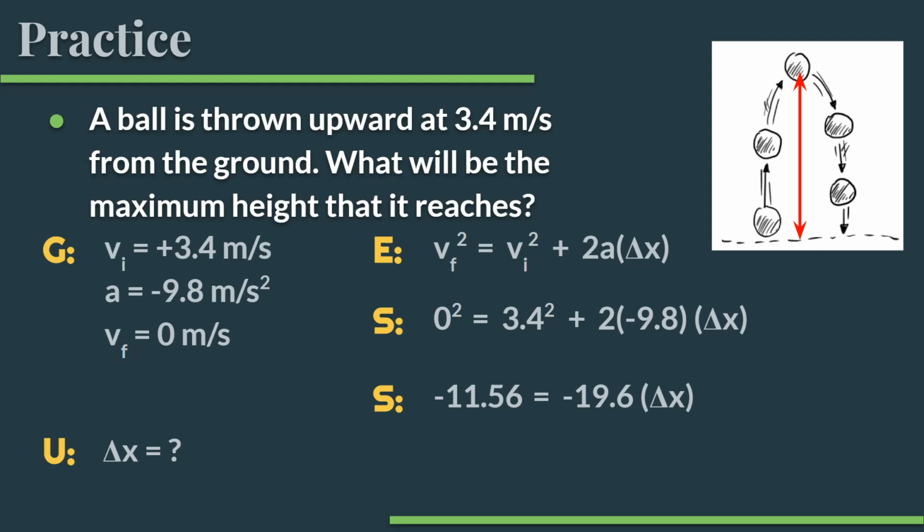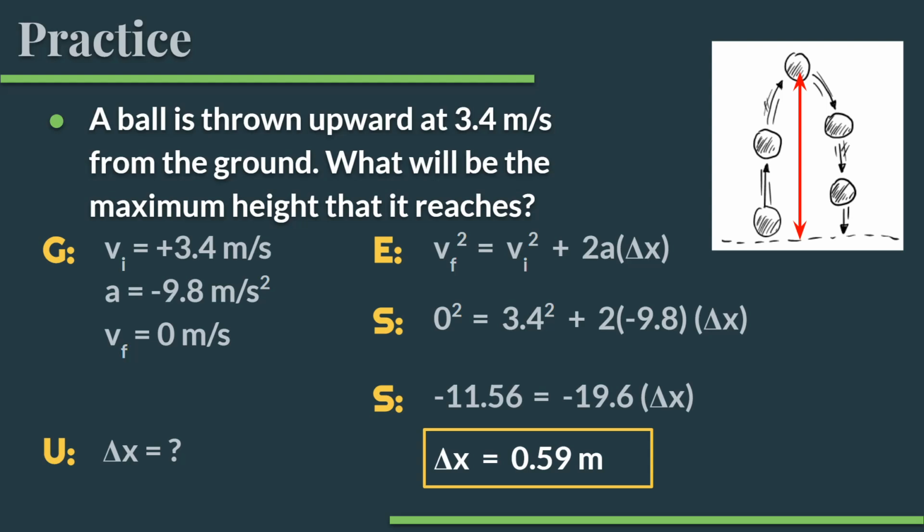Okay, from here, to get delta x by itself, we need to divide because it's currently being multiplied by that negative 19.6. So we're going to divide both sides by negative 19.6, and that gives us delta x equals positive 0.59 meters. That represents the maximum height that this ball would reach.